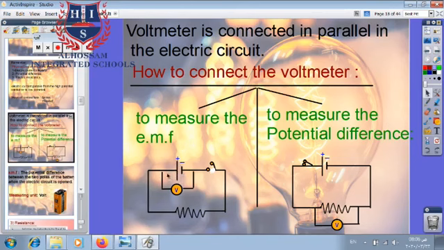In another case, we will measure the potential difference. So we will connect the voltmeter, this time between the two poles of the conductor, not the battery, and don't forget to close the key. And you must know how to draw these ways, because it is a very important question.